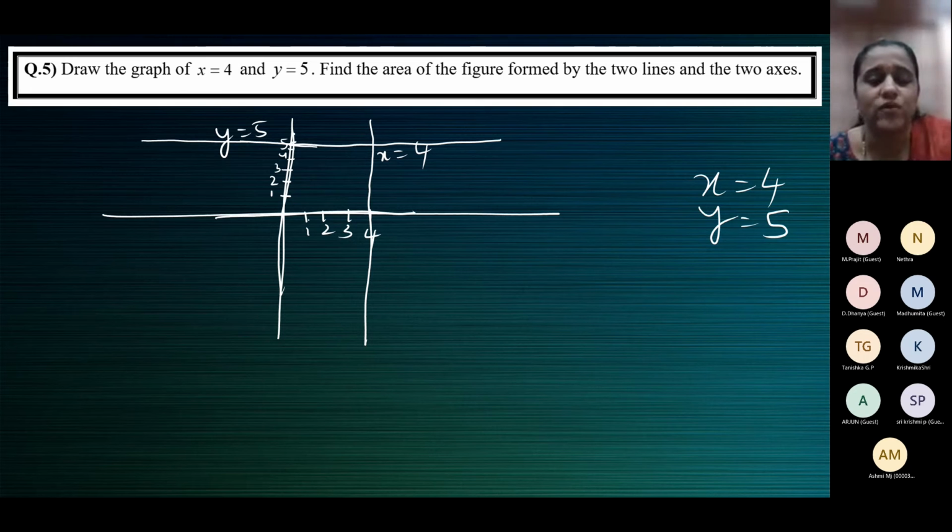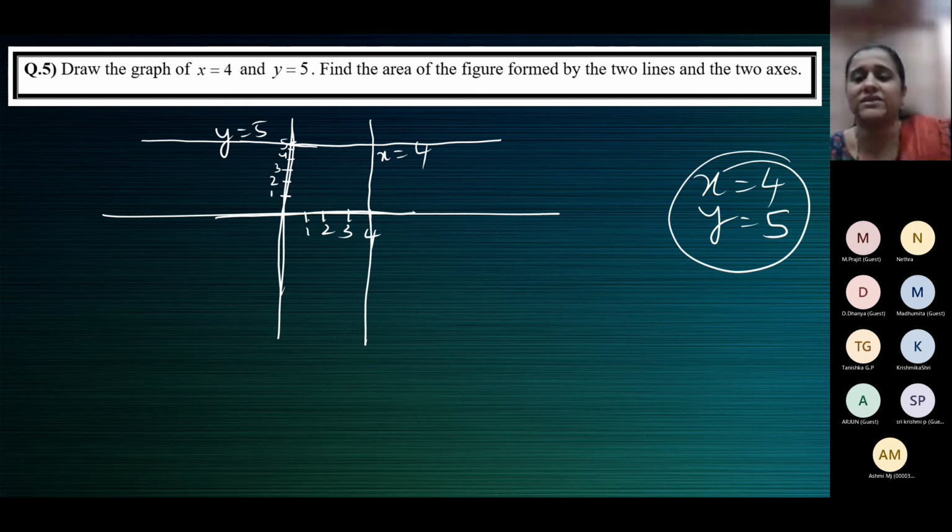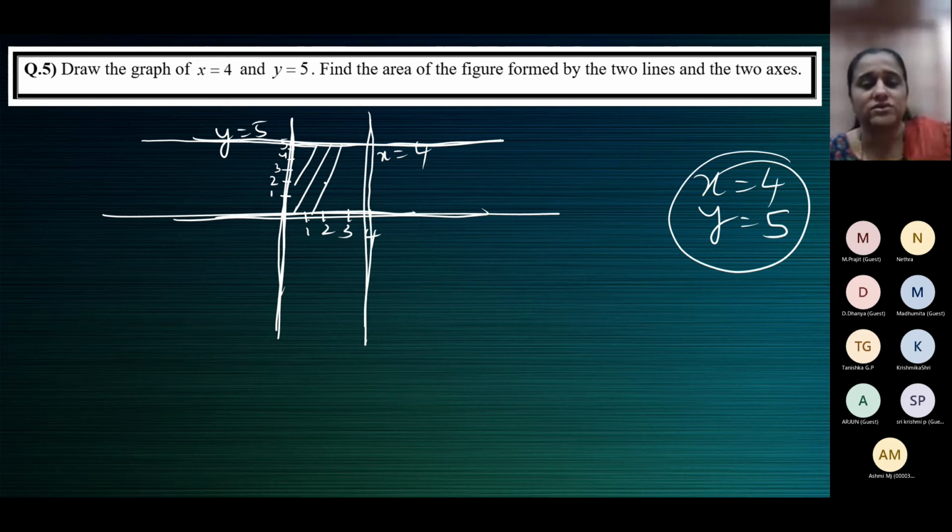Which figure is formed by these two lines and the x-axis and y-axis? See, this is the y-axis. This is the x-axis. This is one line. This is the other line. So this is the figure, formed by the two lines and the x-axis and y-axis. This is a part of the y-axis. This is a part of the x-axis. This is a part of the line x is equal to 4. And this is a part of the line y is equal to 5.